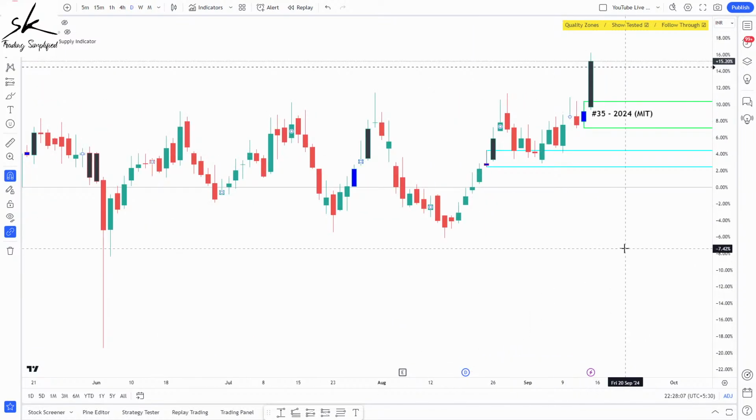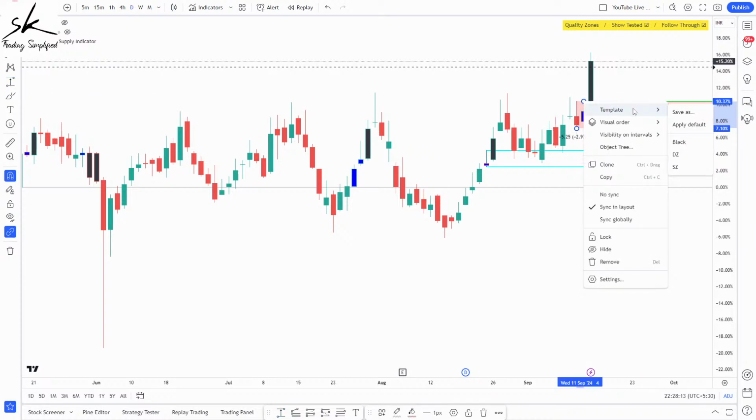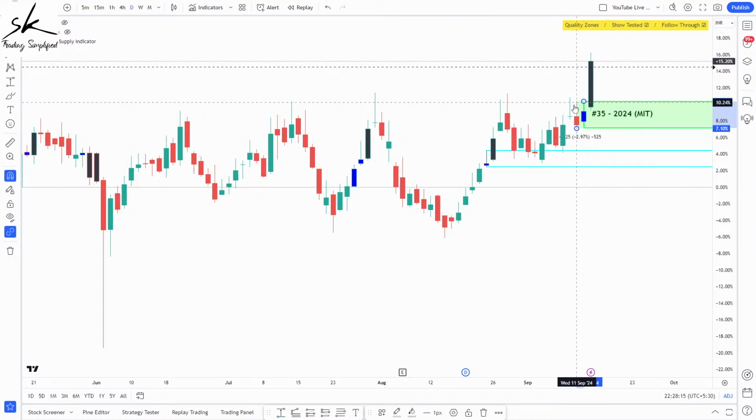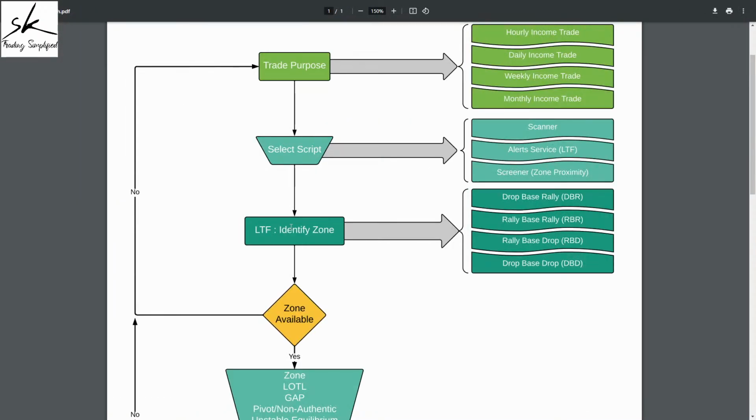So yes, talking about step number 3, which is to identify the zone. Like I said, the indicator has already done that process for us, and we can already see that we have a demand zone on the chart, which is this drop based rally. So my step number 3 is complete. I have identified a zone.